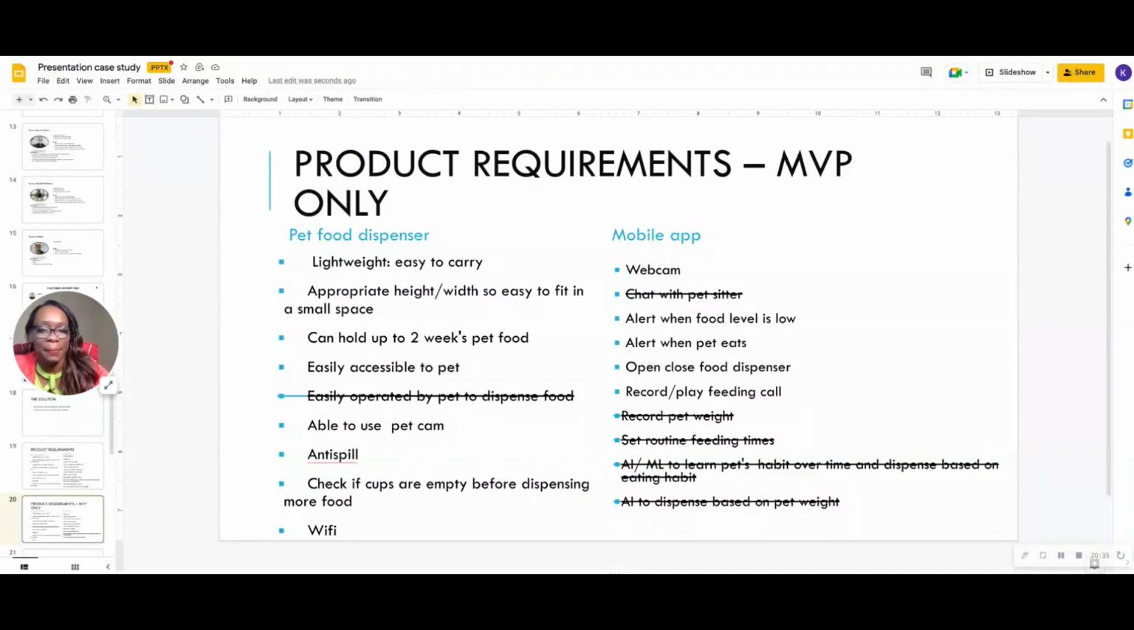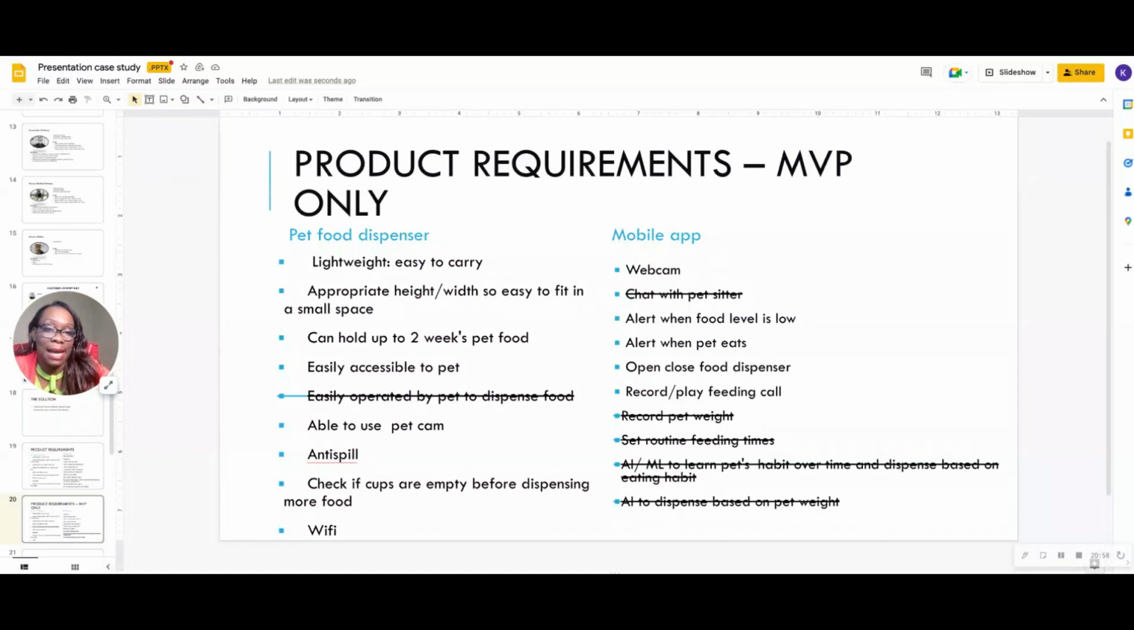Ability to use a pet cam, it should be anti-spill. Check if the cups are empty. Those are the things on the pet food dispenser. What we don't necessarily need for the first go is for it to be operated by the pet to dispense the food. It could be operated by a human. So that's not really a needed thing. But it needs to have Wi-Fi for sure, because you need to have it connected to the mobile app.